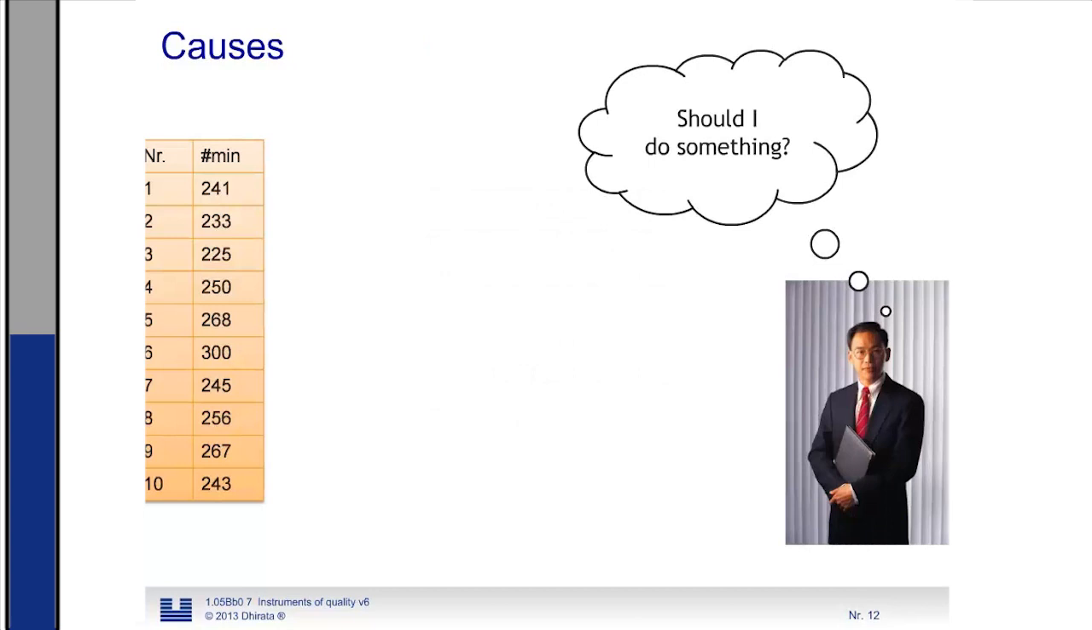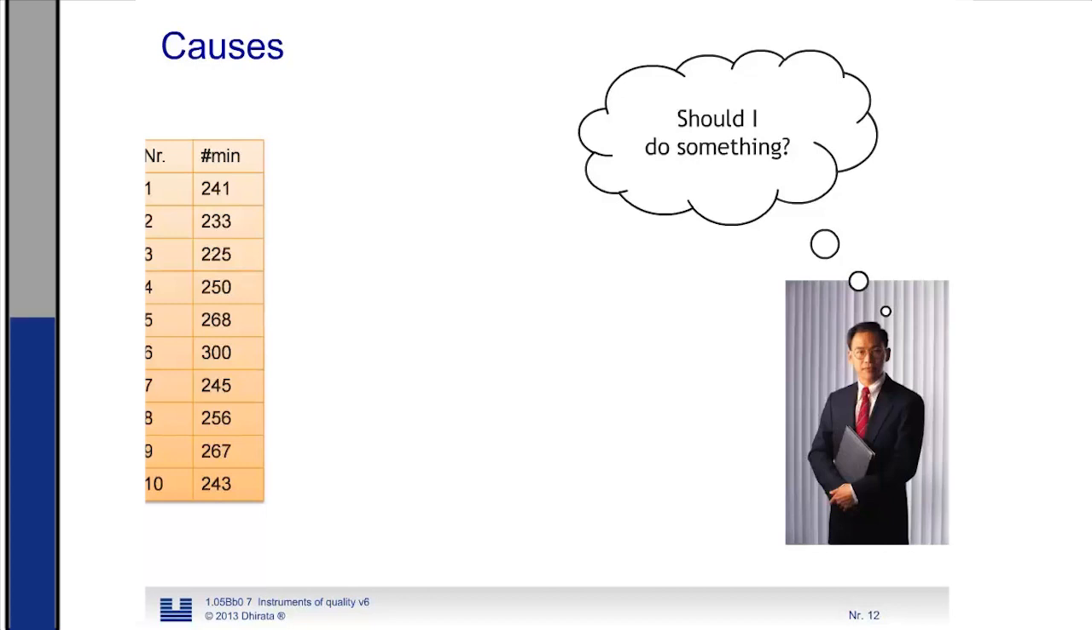Here we have the 10 different measurements that were plotted in the previous chart. Imagine they are the installation times of something. It is up to the project manager to decide if he has a problem. As you see, all these measurements are distributed around an average. Each measurement is actually a part of a larger statistical distribution.